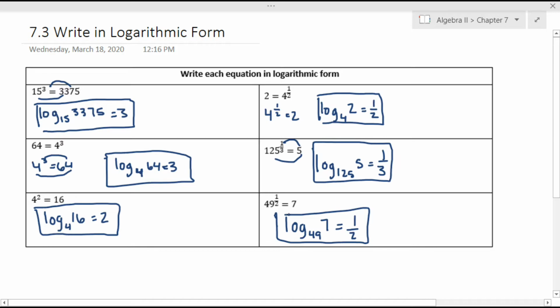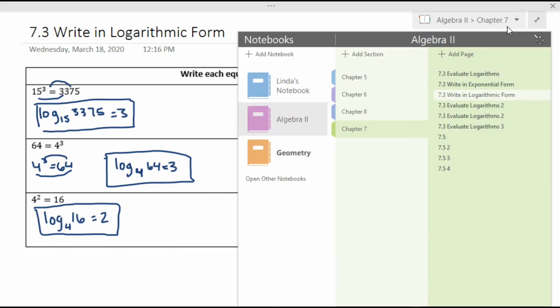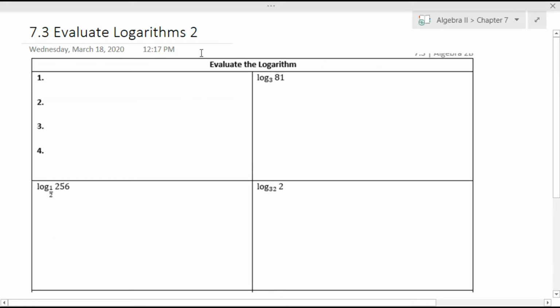Yay! All right. Last but not least, we're going to evaluate logarithms. There are steps. First step, set the log equal to x. That would look like log base 3 of 81 is equal to x. Then rewrite as an exponential function or equation.